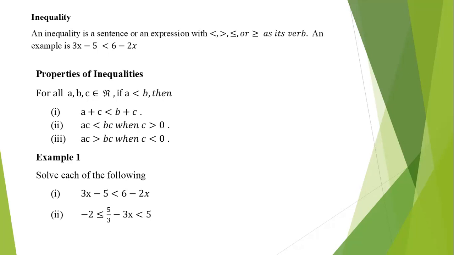Then it means I can have minus 2 minus 5 over 3 is less than or equal to minus 3x less than 5 minus 5 over 3. Then at the end of the day, if you simplify it, you are going to find the values of x. We still have minus 3x. It means if we want to divide through by minus 3, the inequality sign will change. You can finish it up.